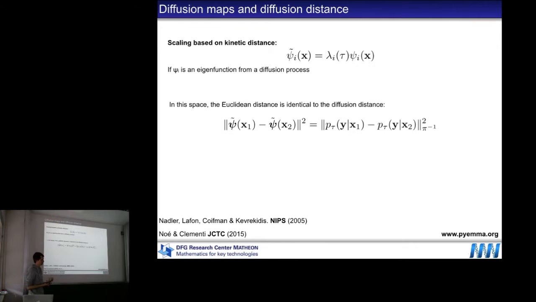It can be shown that if we do this, the scaling of the eigenvectors, then Euclidean distance in this space corresponds to the diffusion distance, that is the dynamical distance in a sense between starting the dynamics in one point and another point. That's a very, very useful feature. We can express a very abstract property, the distance between two probability distributions, just as a Euclidean distance between our projected eigenvectors. But wouldn't that depend on the metric that you choose?